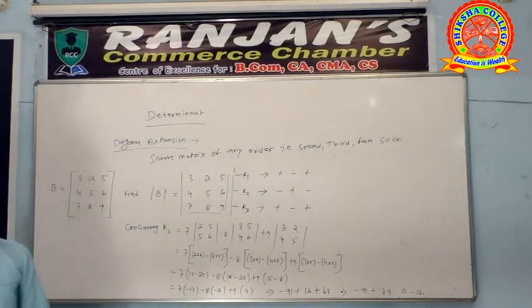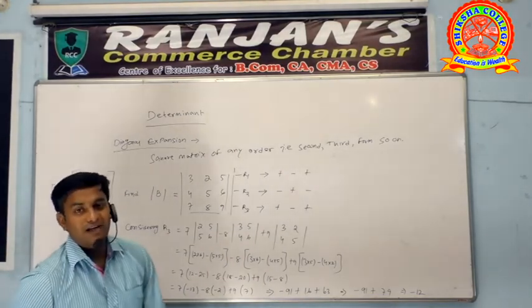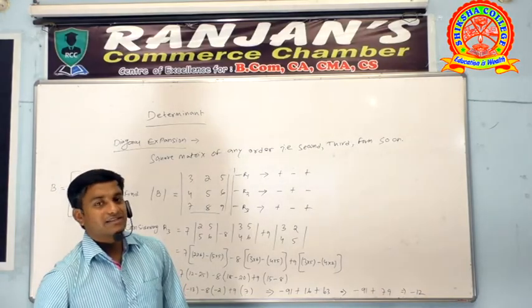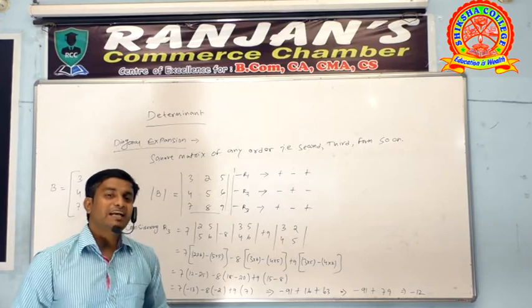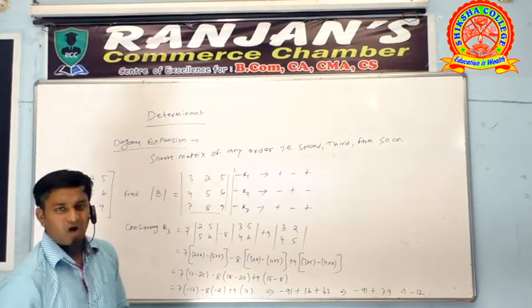Okay students, as we see, if we take row 1, row 2 or row 3, that is not a matter. Clear? We can consider any of the rows. So initially first we take row 1 always.